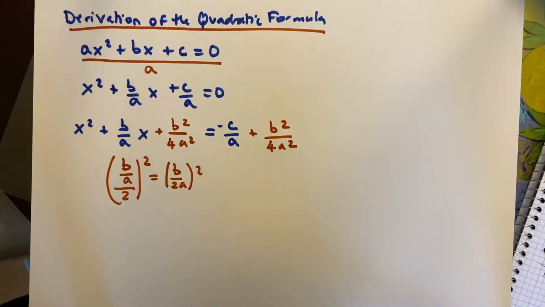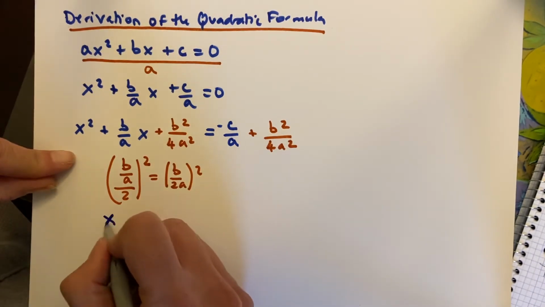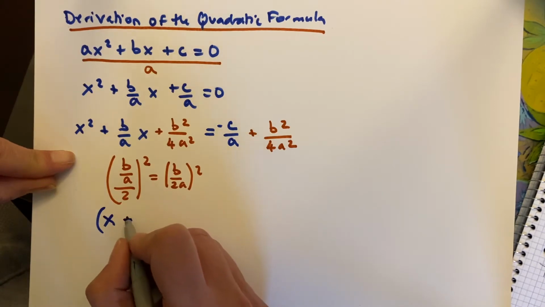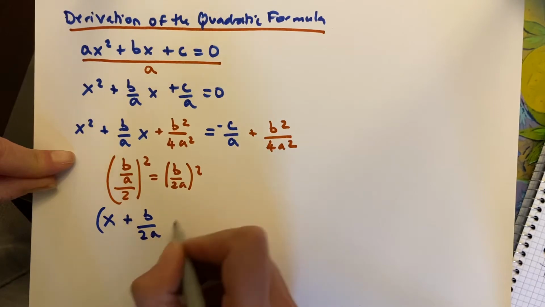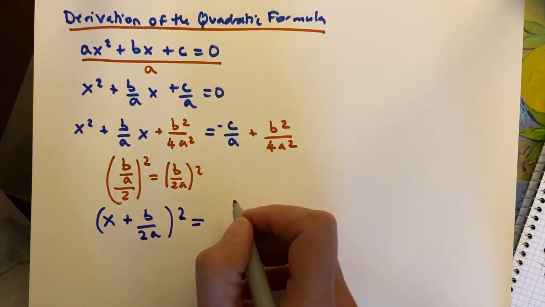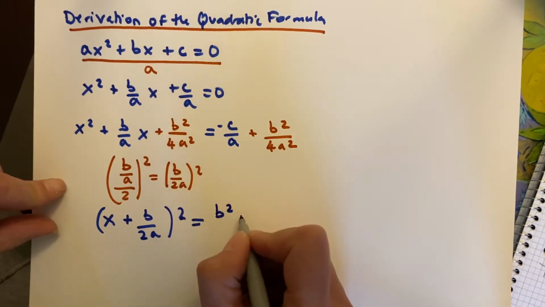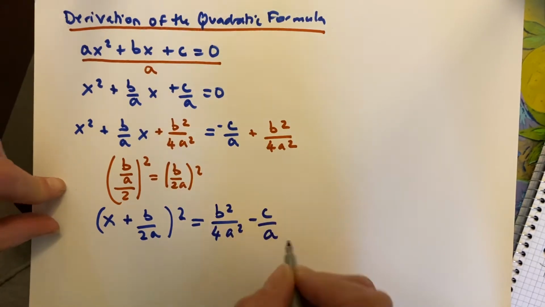Okay. Next, I can now do x plus b over 2a, squared, because I've completed my square. And on this side, I'm going to reverse direction and have b squared over 4a squared minus c over a.